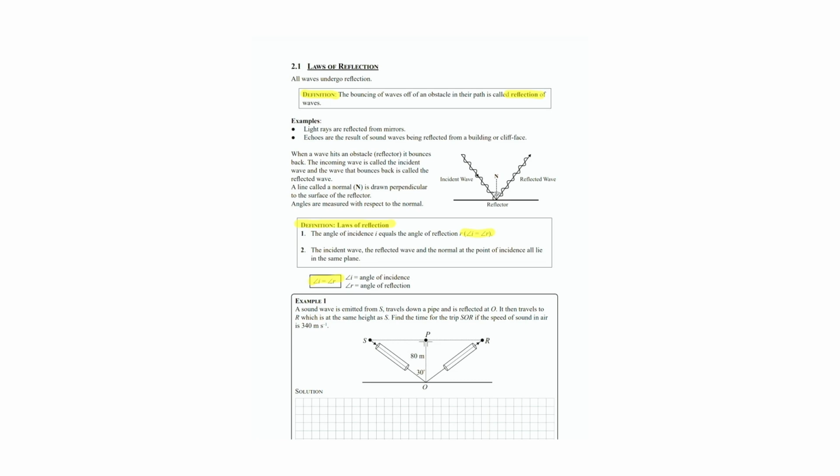Now, what is the second law? Well, the second law is this. It says the incident wave, the reflected wave, and the normal at the point of incidence, the point of incidence is where they hit the reflector, all lie in the same plane. Well, what does that mean? It means if the incident wave comes in along your screen, then the reflected wave will bounce out along your screen. It won't jump out of your screen towards you or into your screen away from you. And the normal as well all lie in the same plane. So if they ask you for the laws of reflection, you need to give both parts.